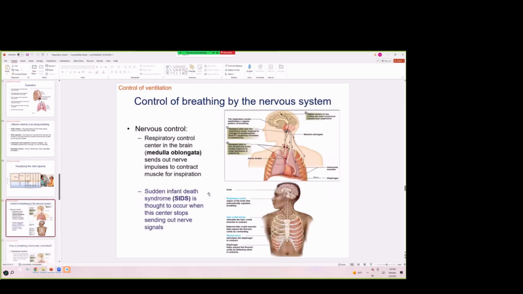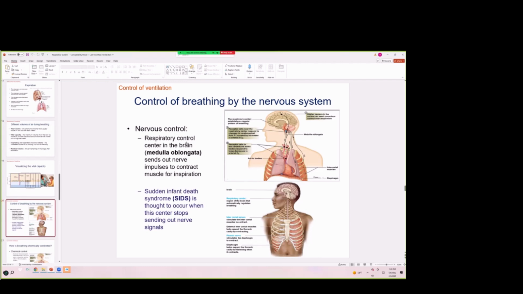Now it begs the question, what controls how we breathe? We breathe autonomously, meaning that our brain talks to our lungs, senses the amount of oxygen in our blood, and makes us breathe. So I say nervous control.